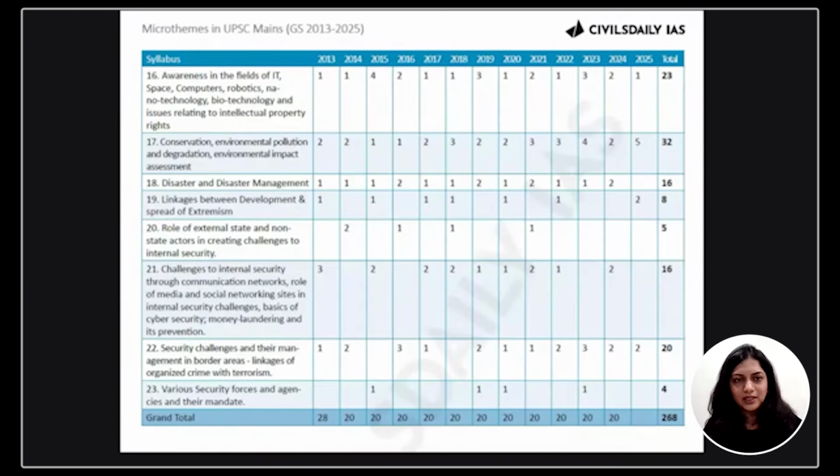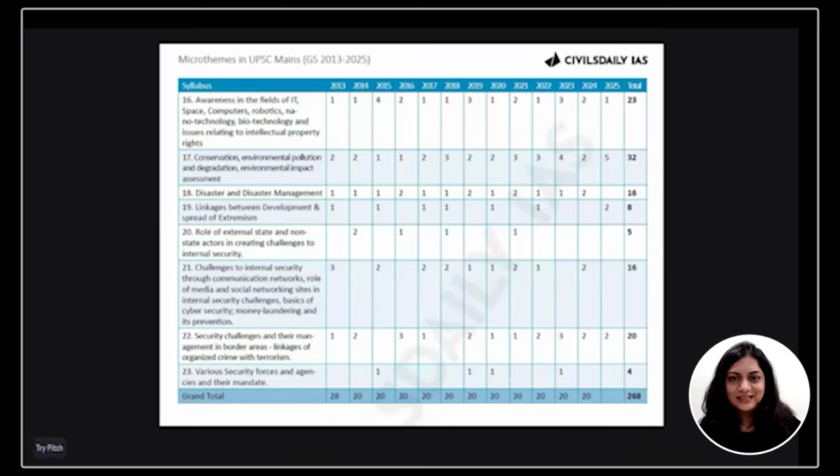Okay. Coming to our next segment of GS3 itself. So if you see in the science, tech, environment, which segment holds the more number of marks? Come on. This is environment, conservation, environmental pollution and degradation, and environmental impact assessment. Now, once you see this microthemes PDF, कुछ और देखने की जरूरत ही नहीं, सामने लिखा हुआ है कि 32 क्वेश्चंस अभी तक पूछे गए हैं. 32 क्वेश्चन मतलब ऑब्वियस सी बात है कि वहां से क्वेश्चंस आने ही आने, minimum two questions.